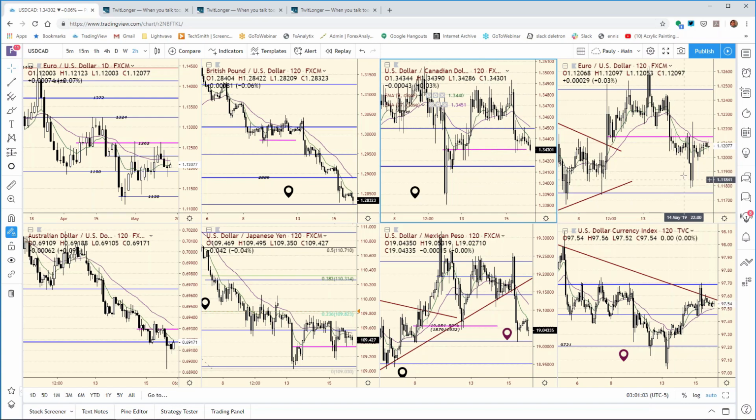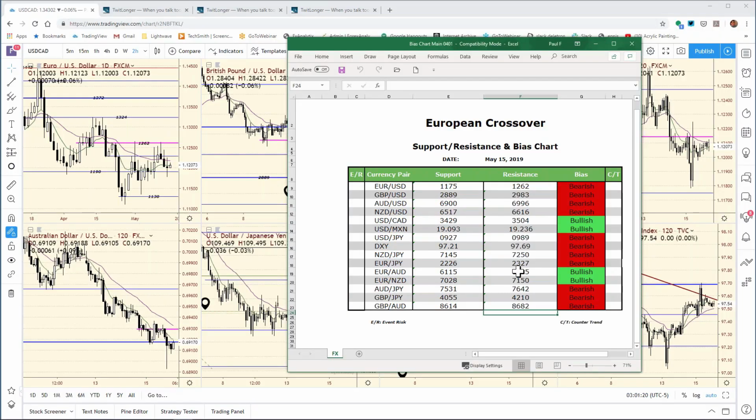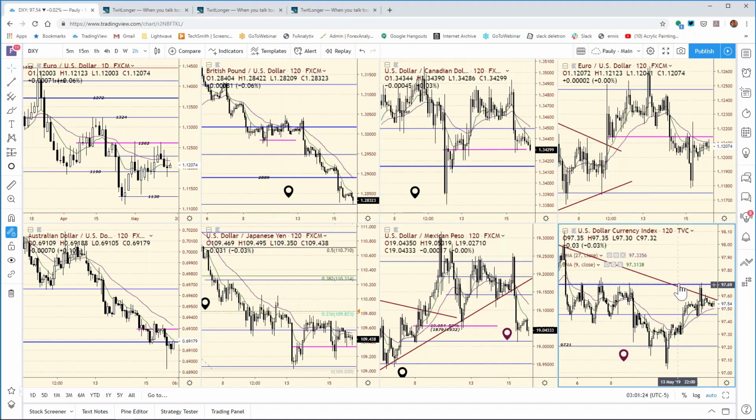Euro came off of that with the talk about not imposing the tariffs on autos, and we'll go in and get to that. Dollar index did make it up to our bias chart resistance. We talked about that. Right here, here's 97.69 bias chart resistance, and it made it right up to 97.70, so not bad, off about a tick.